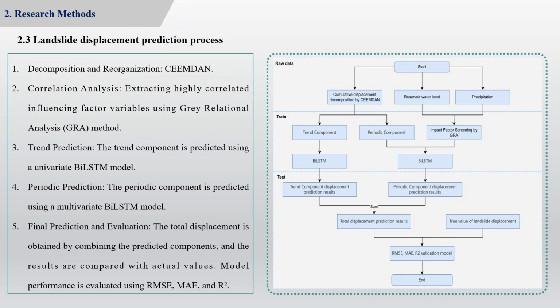The overall prediction workflow is as follows. 1. Use CEEMDAN to decompose the landslide displacement series into a trend component and periodic components. 2. Predict the trend component using a univariate BiLSTM model. 3. Identify external factors responsible for the periodic component, and employ Gray relational analysis (GRA) to evaluate the correlation between these factors and the periodic displacement. 4. Build a multivariate BiLSTM model to predict the periodic component. 5. Combine the two predictions to obtain the final displacement prediction. Evaluate model performance using RMSE, MAE, and R².